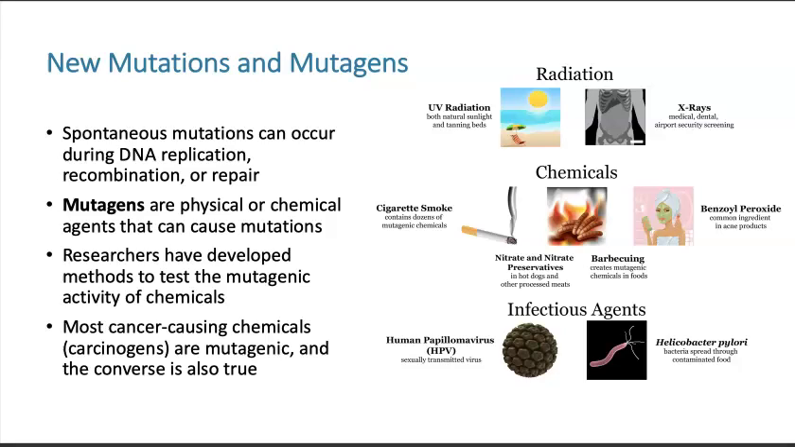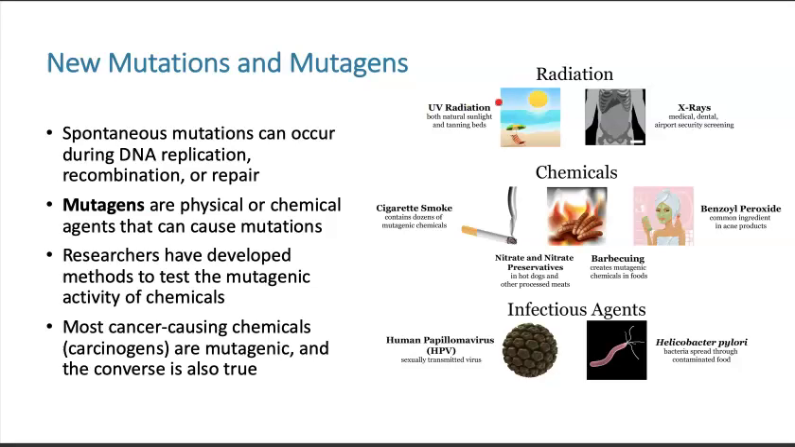A mutagen is anything physical or chemical that causes a mutation. But spontaneous mutations happen even without the presence of a mutagen. They just happen because the process of DNA replication is not always precise. The process of recombination in meiosis is not always precise. The process of DNA repair is not always precise. So they always happen. But if you're exposed to mutagens, the rate of mutation is increased significantly.